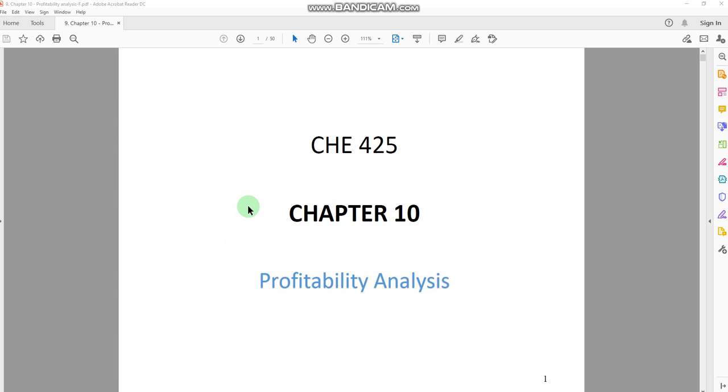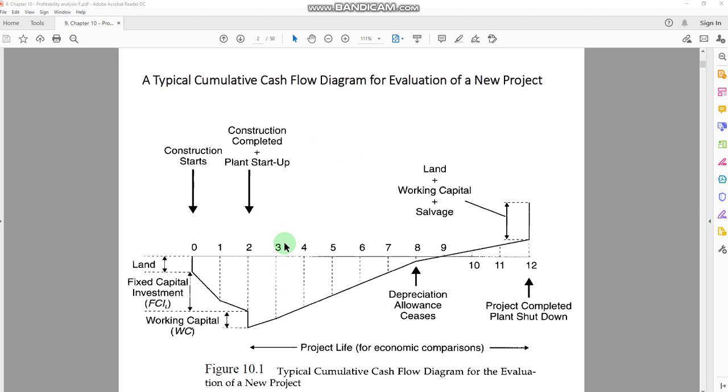Assalamu alaikum everyone. Today we have to start chapter number 10, which is the last chapter of this course. In this chapter, we will try to see the profitability analysis by using cash flow diagrams, and we will see some more formulas that we can use to see the profitability of any plant and the cash flow diagrams of any project. Okay, so let us start and see what we have in this chapter.